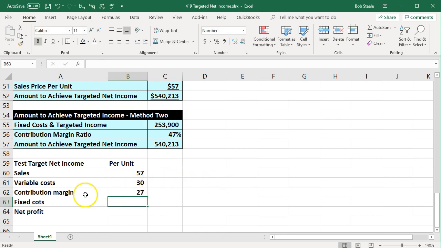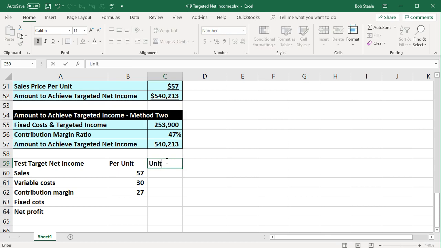So 57 minus 27. Notice it says contribution margin here, and we might have the contribution margin per unit, the total contribution margin, the contribution margin percentage. Oftentimes, we're not going to write all of those here. It takes too much room. So just note that you've got to consider that when you're dealing with your worksheet. We're probably going to be working all of them.